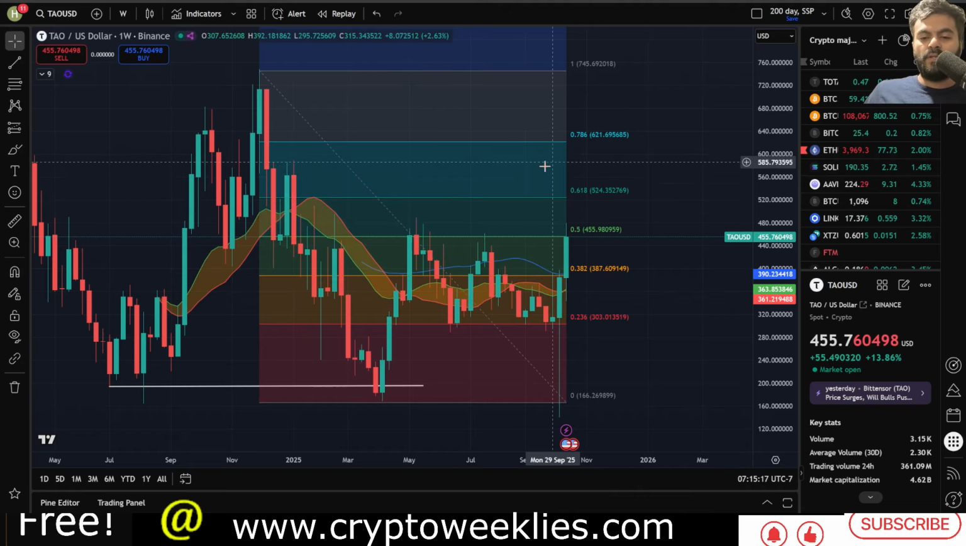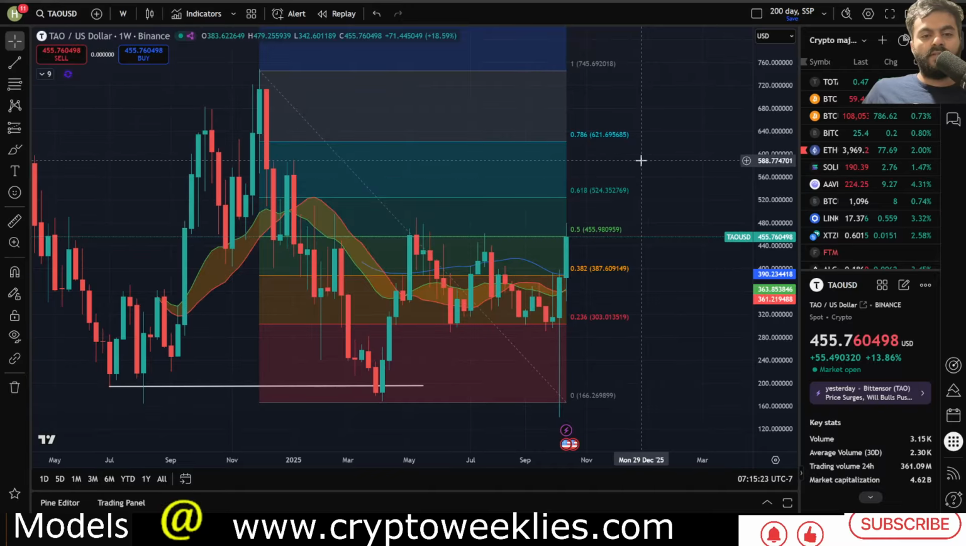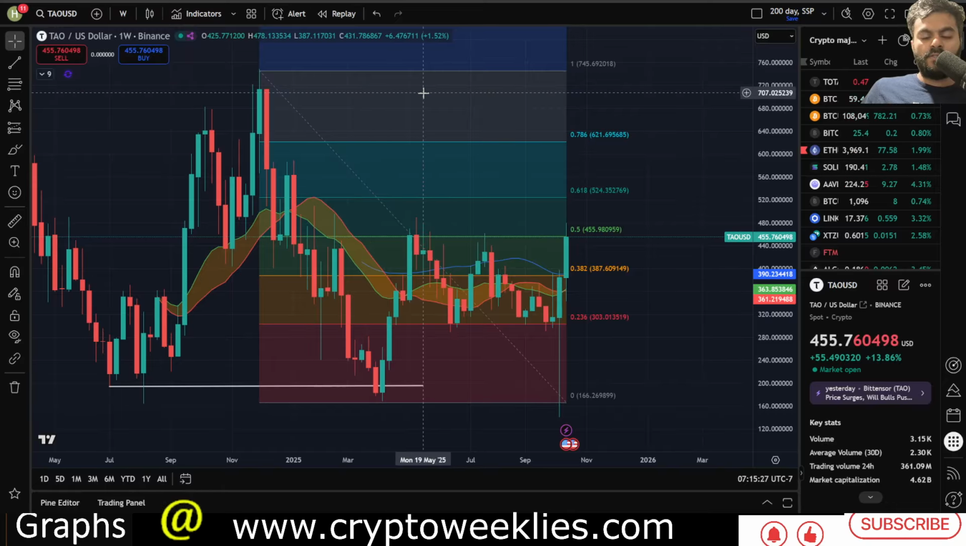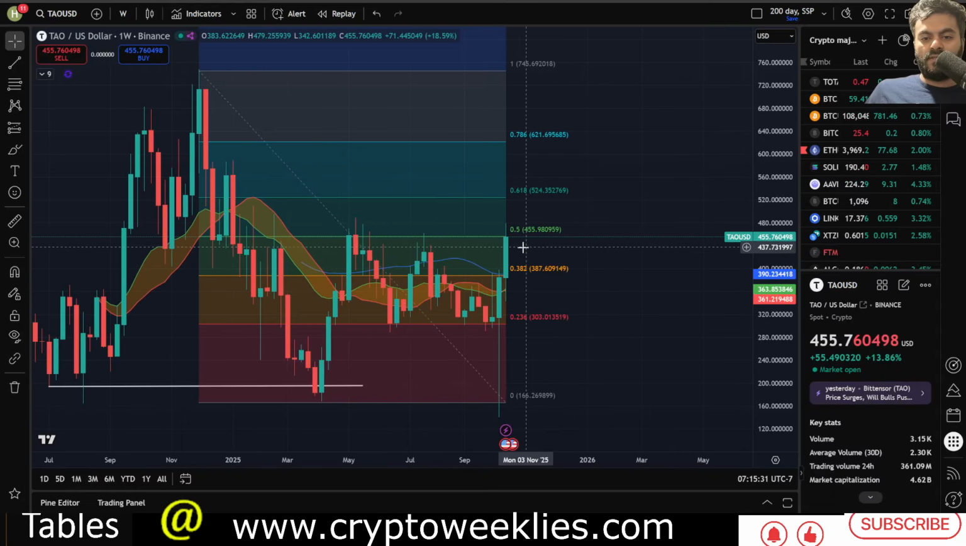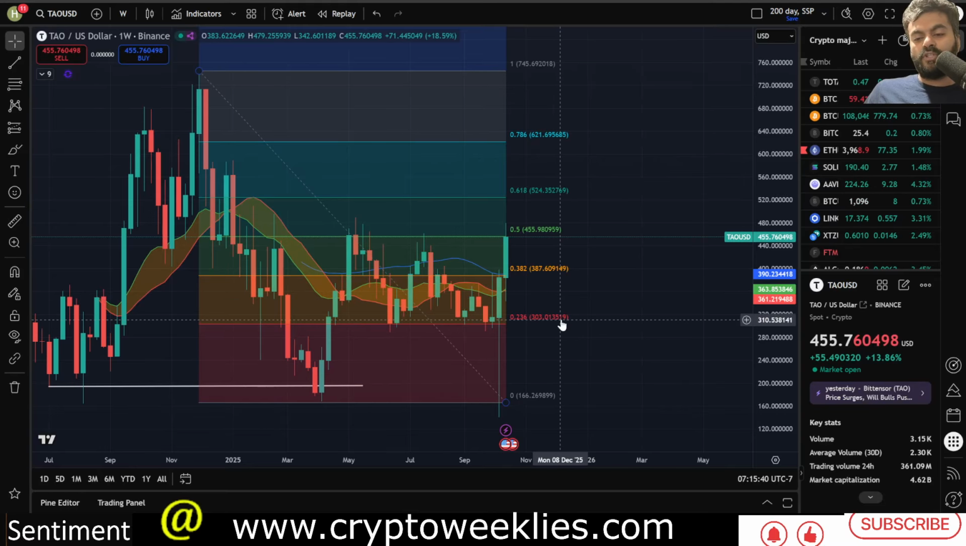If there were to be a rally to the upside, the next target is at around $524. That's the 0.618. This is again not financial advice. This is technical analysis using Fibonacci levels. The support to the downside is first the 50-week simple moving average at around $390, and then the 20-week simple moving average at $360, and the 21-week exponential moving average at around $363.